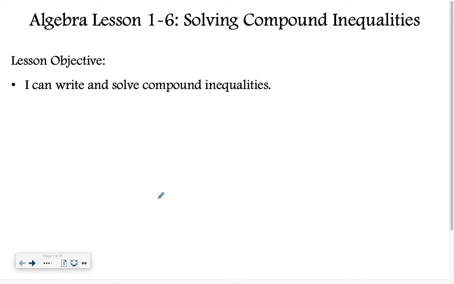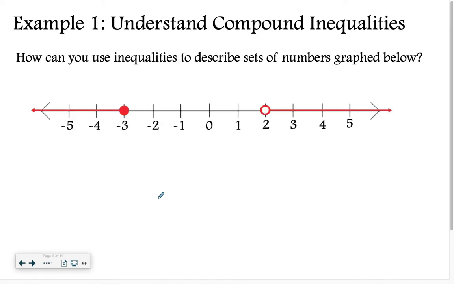By the end of this lesson, you should be able to write and solve compound inequalities. So let's look at our first example, understand compound inequalities. How can you use inequalities to describe sets of numbers graphed below?